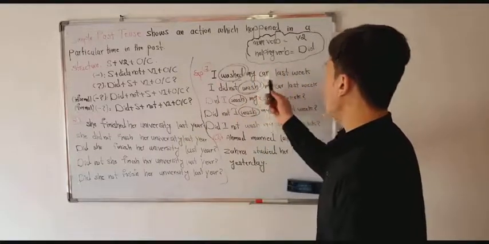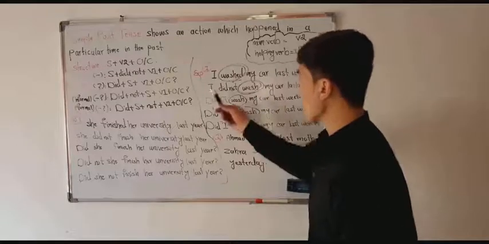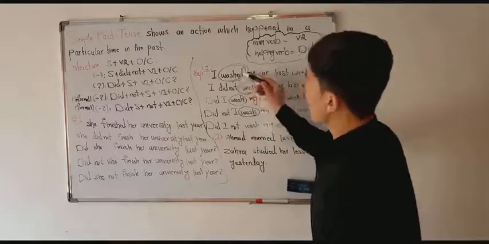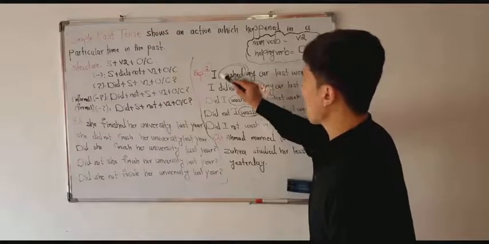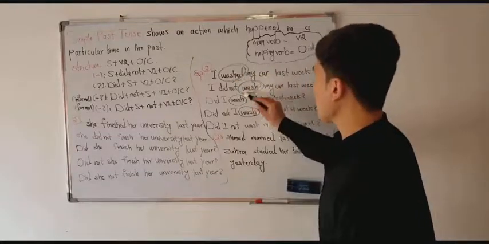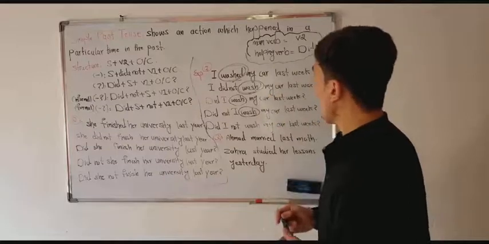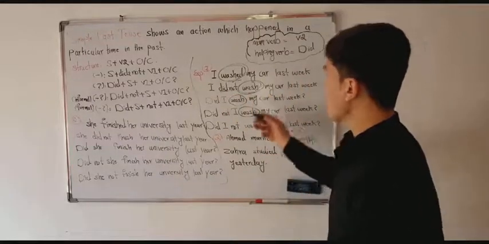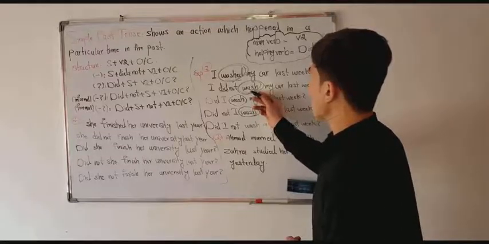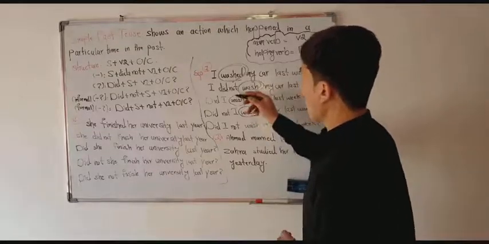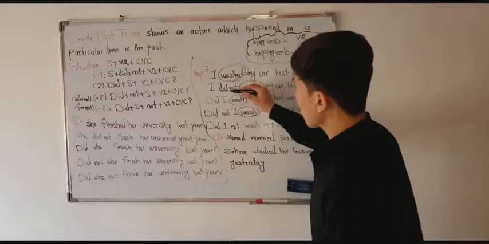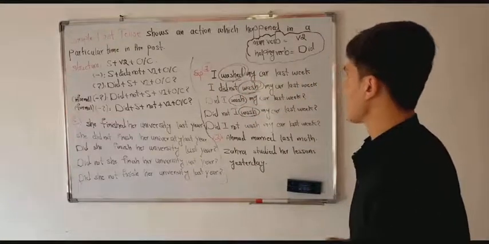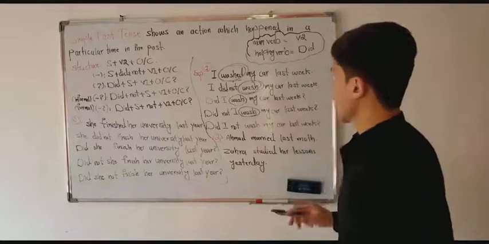I washed my car last week. I didn't wash my car last week. In here, the verb has the second form. The second form of the verb has ed. And in here, this is the base form of the verb. Why? Because the helping verb shows that it is past tense, so we do not need to use the second form of wash in here. In negative, interrogative and negative interrogative, we use the base form of the verb for past tense. I didn't wash my car last week.